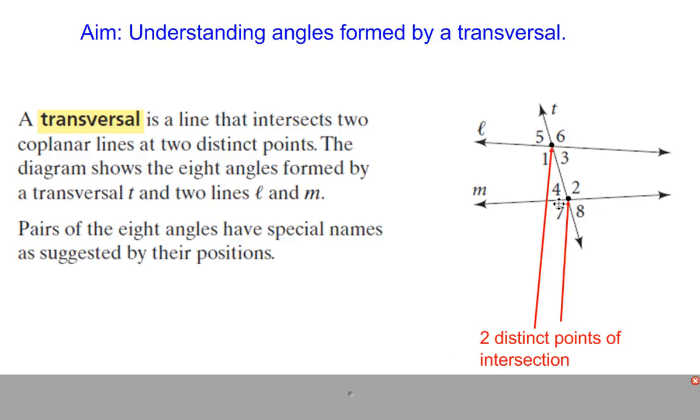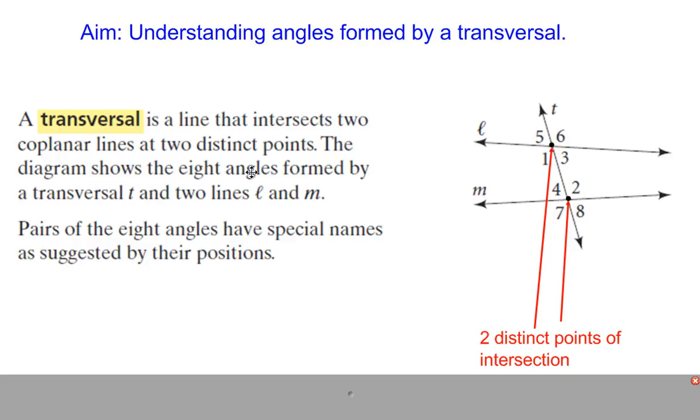Where are those points? Well, I've got those points right over here. There's one point, there's another. These are the two distinct points of intersection. What is my transversal? I labeled my transversal T. And which are my two lines? Line L and line M. These are my two lines.